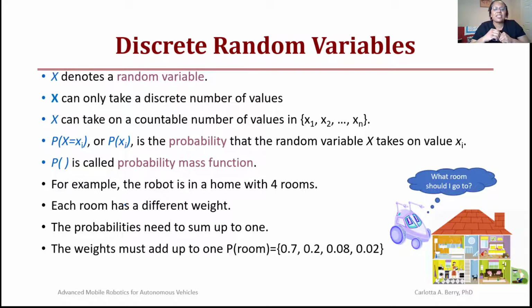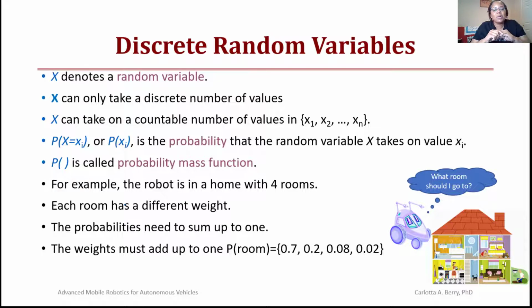For example, the robot is in a home with 4 rooms. If each room has a different weight, the probabilities of all of those rooms must sum to 1. Then the probability of being in any room for the robot would be 0.7, 0.2, 0.08 plus 0.02, because we assume the robot cannot be anywhere other than one of those 4 rooms. It needs to add to 1. So the robot asks, what room should I go into? And I have weighted the probabilities of the lower rooms higher than the upper level, because we don't know how that little robot's going to get up those steps.